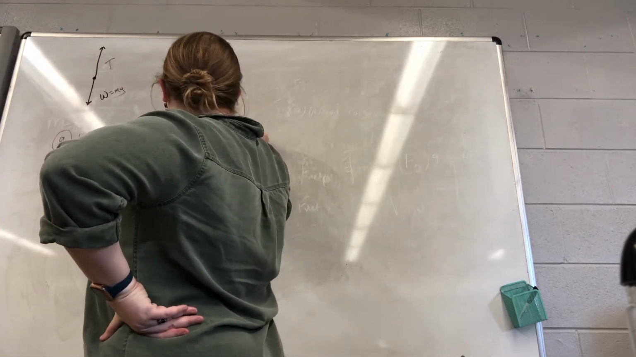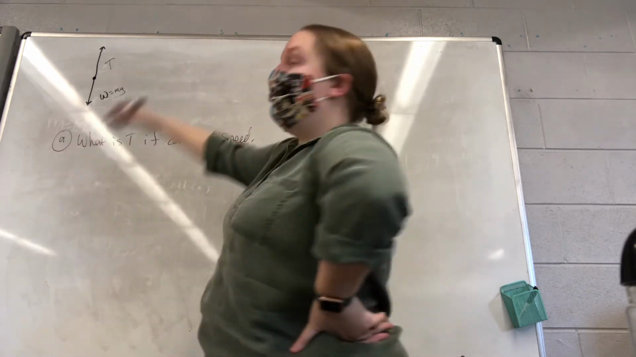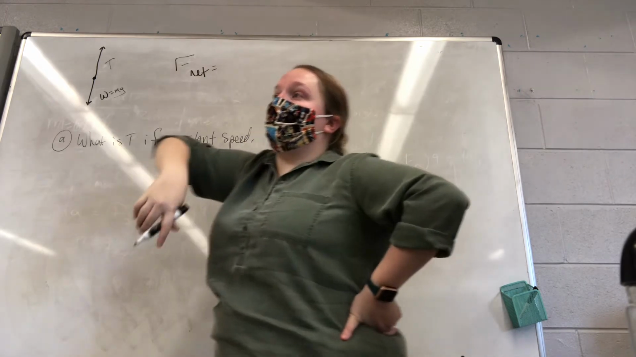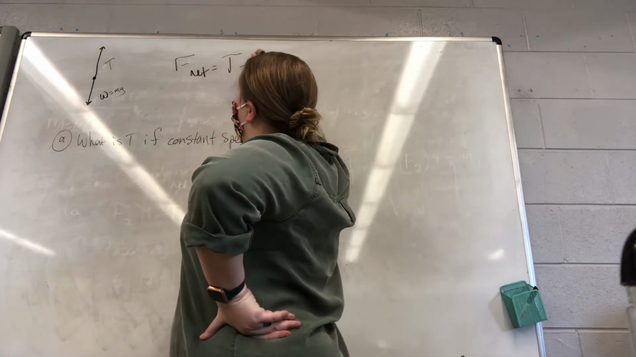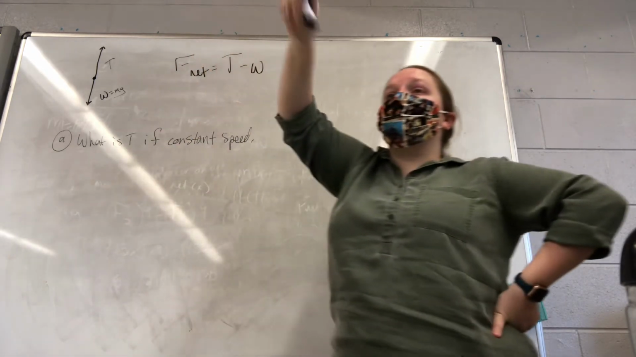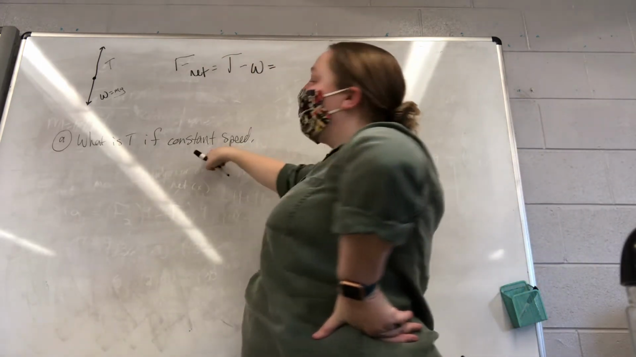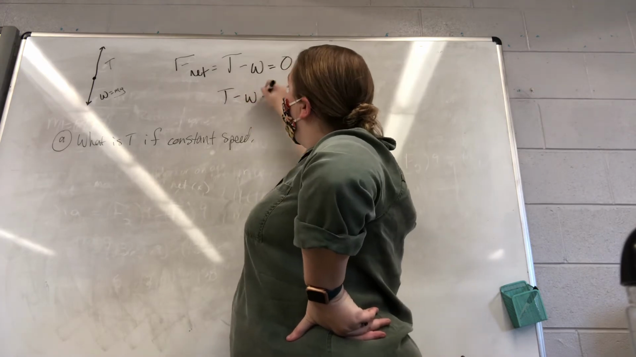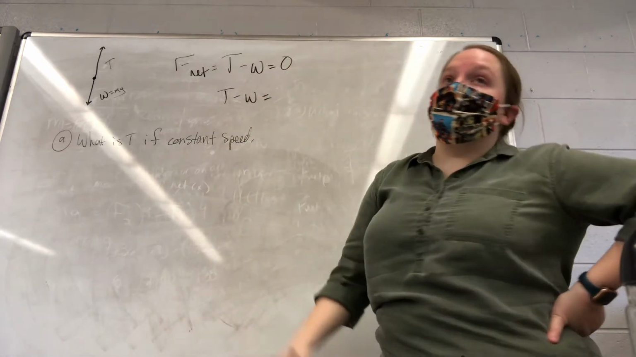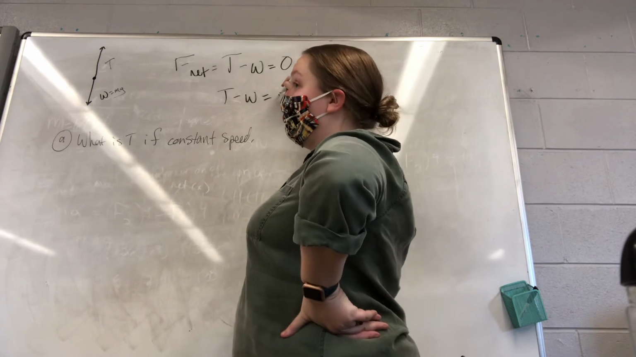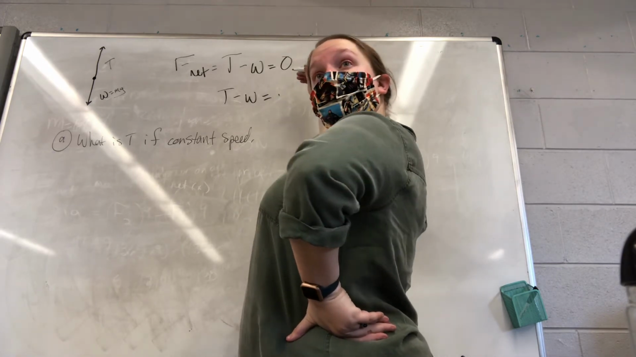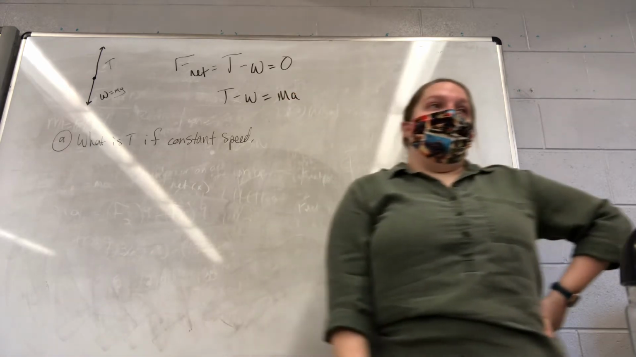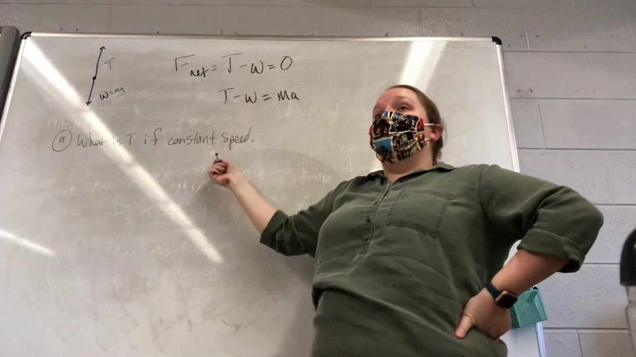What's my F net expression here? It would be T minus W, right? That's the expression. What should it equal if we're at a constant speed? 0. What should it equal if we're accelerating? F net equals Newton's second law, ma. Which situation are we dealing with in part A?